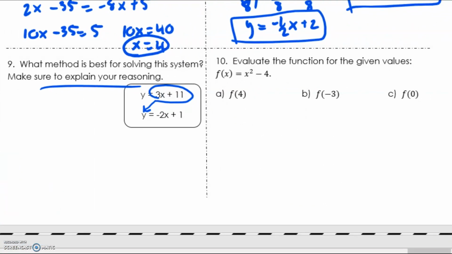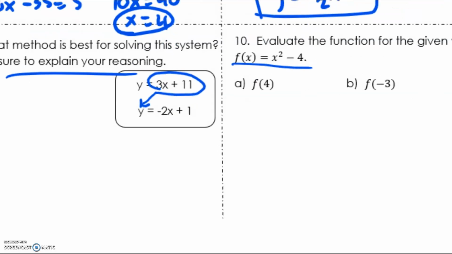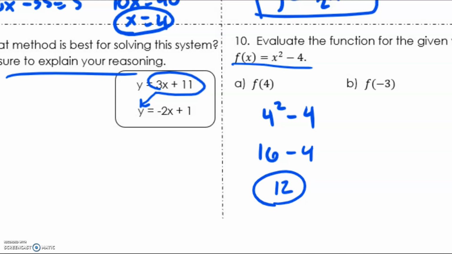Okay, question 10. Evaluate the function for the given values. So here's the function that we're evaluating, and we're doing three different inputs: 4, -3, and 0. So take the numbers and plug them in and see what you get. When we plug a 4 into the function, we get 4 squared minus 4. 16 minus 4. That is 12. So when I plug 4 in, I get 12.